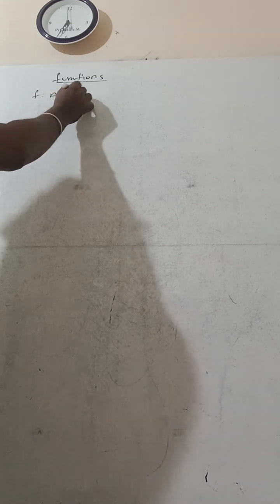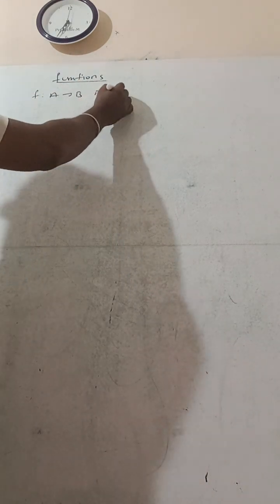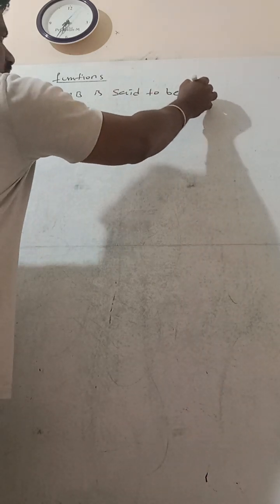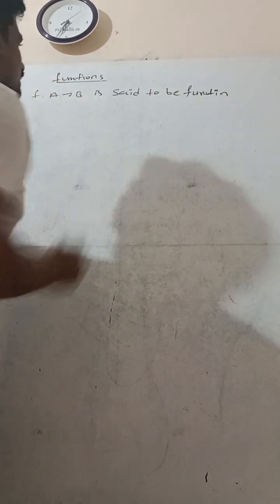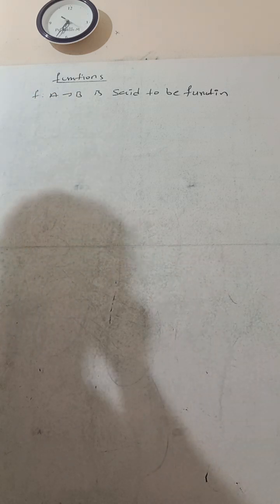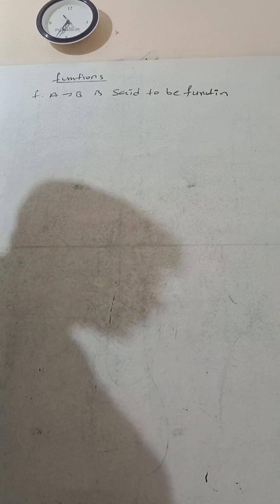First of all, what is the definition of a function? f from A to B is said to be a function if every element of A is associated with a unique element of B. Then you can say that this relation is called a function.